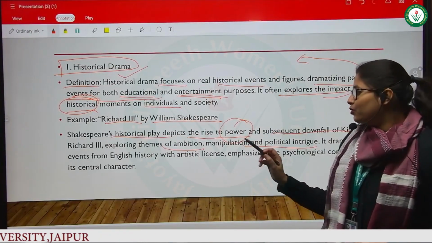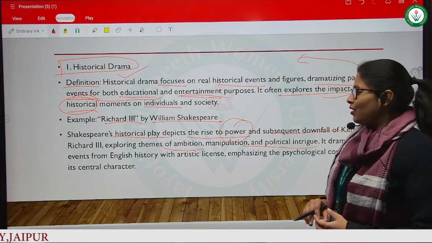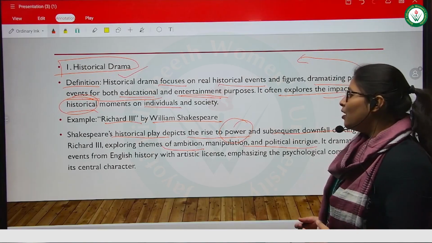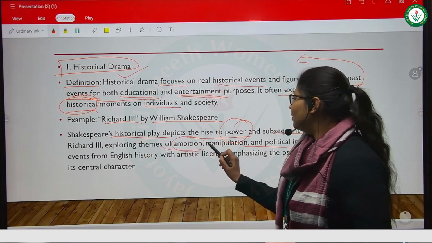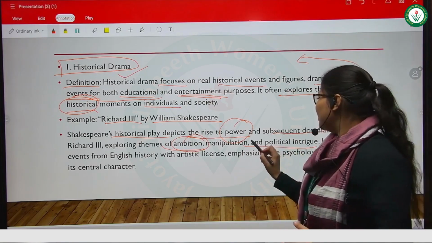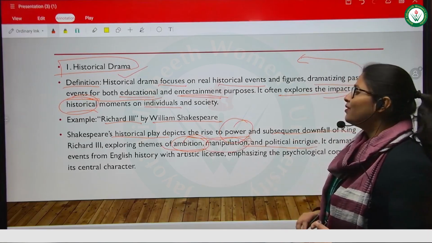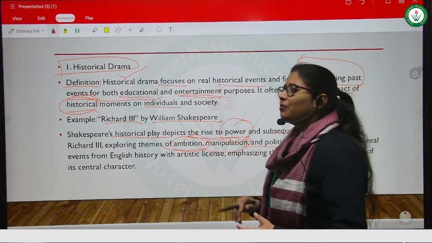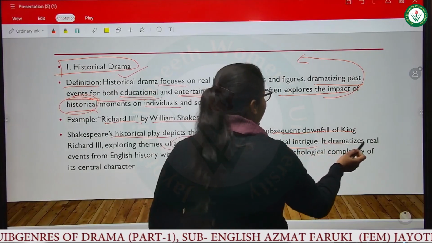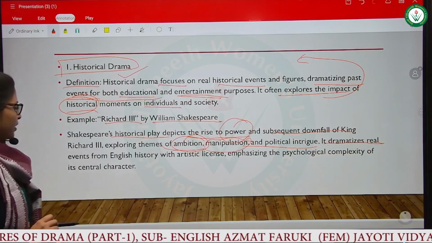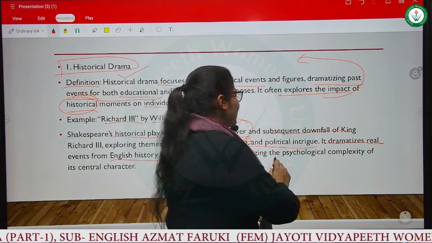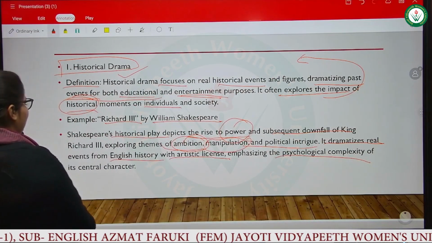So the thirst for being powerful, over-ambition, and the theme of political power became the reason for the downfall of the character. It also dramatizes real events from English history with artistic license, emphasizing the psychological complexity of its central character.